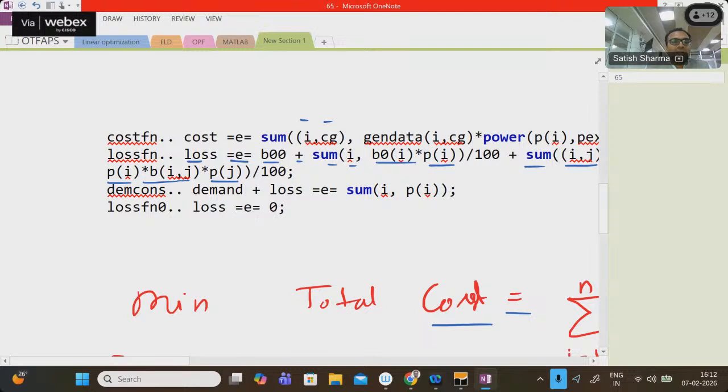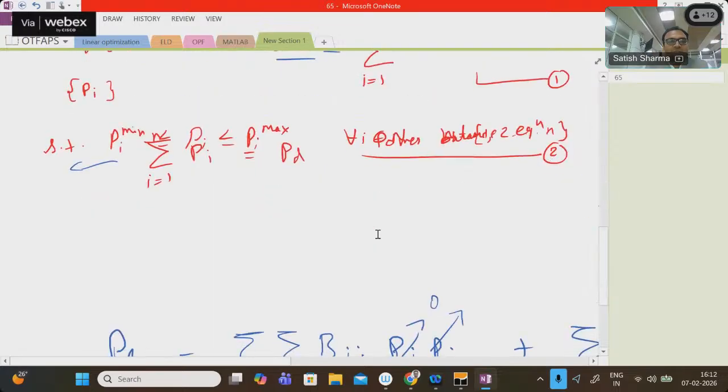Then another constraint is basically our power balance constraint. So it is like demand plus losses is equal to summation of Pi. That's it. That demand plus losses should be equal to summation of power generation. So this is how I am writing it here, and the same way I have been writing the power balance equation.